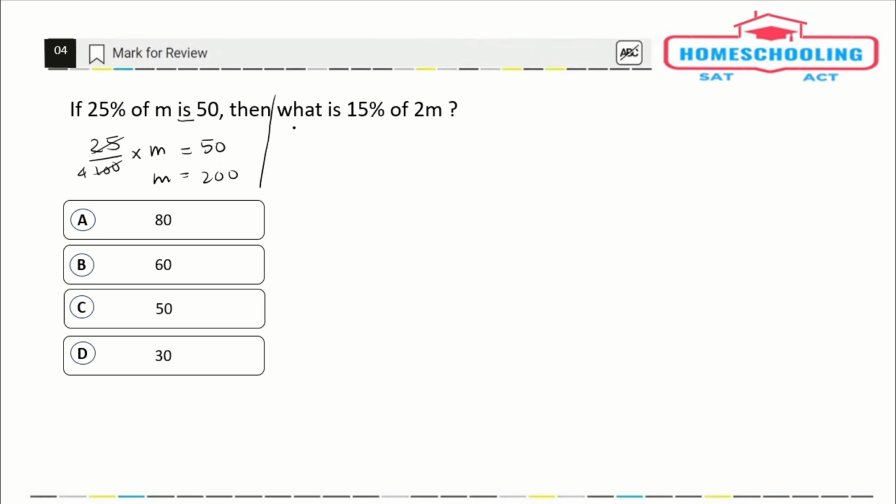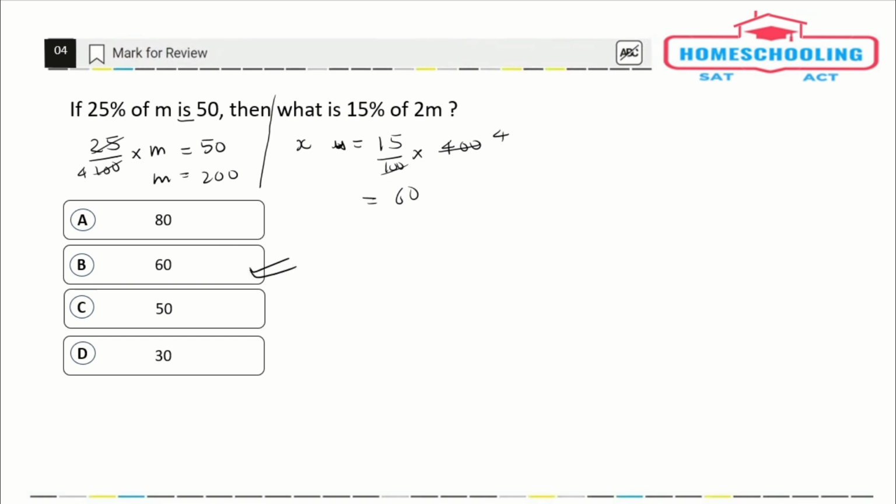So let x be equal to 15% of 2m. So 15 by 100 of 2m. So m is 200, so 2m would be how much? 400. 200 into 2, that would be 400. So it will go 4 times. Hence 15 into 4, that would be 60. So 15% of 2m is 60.